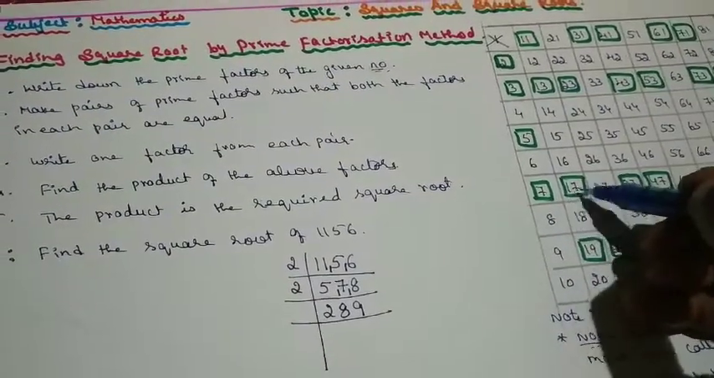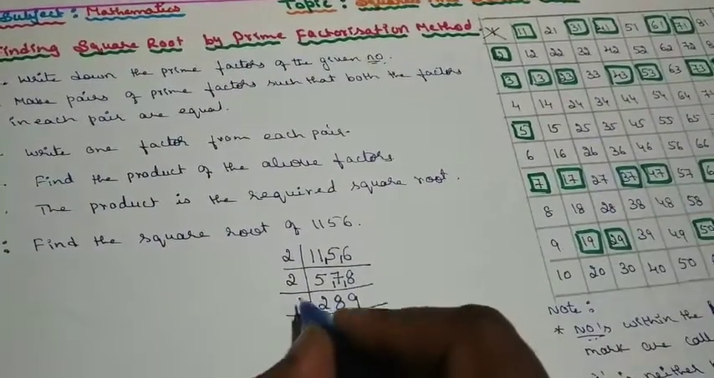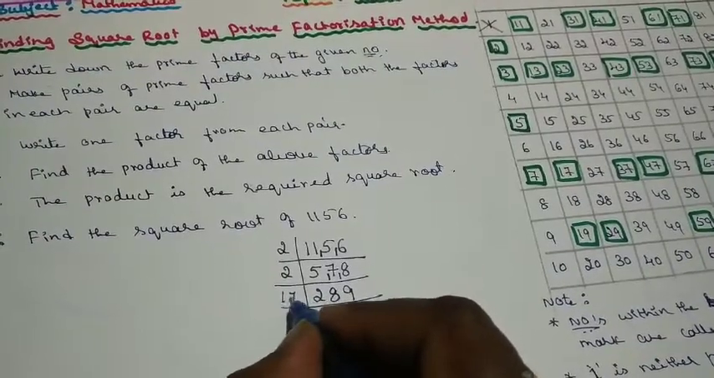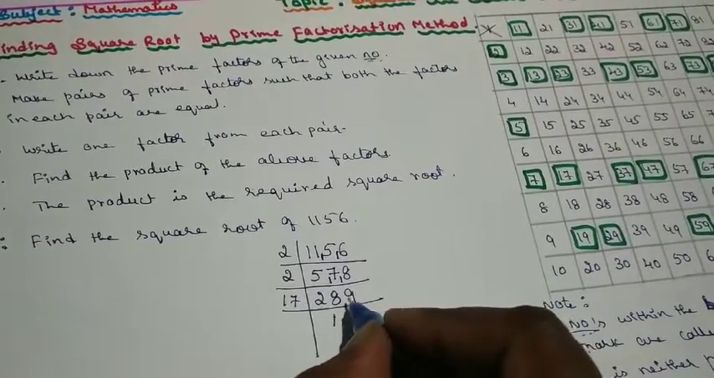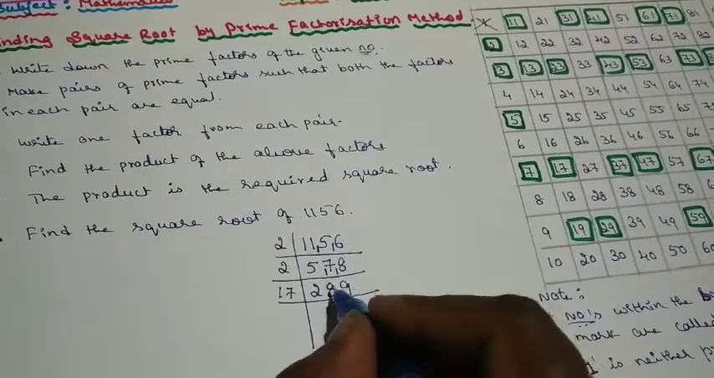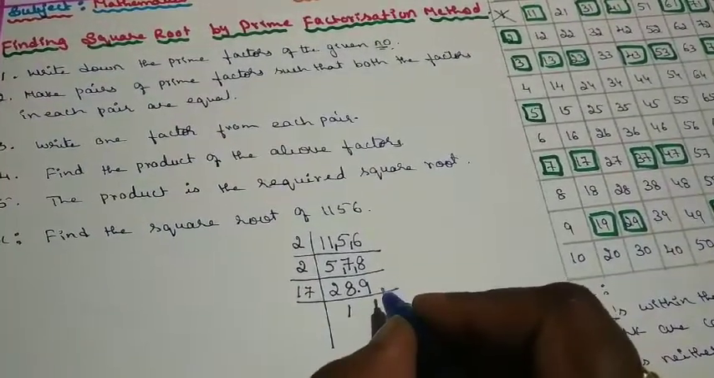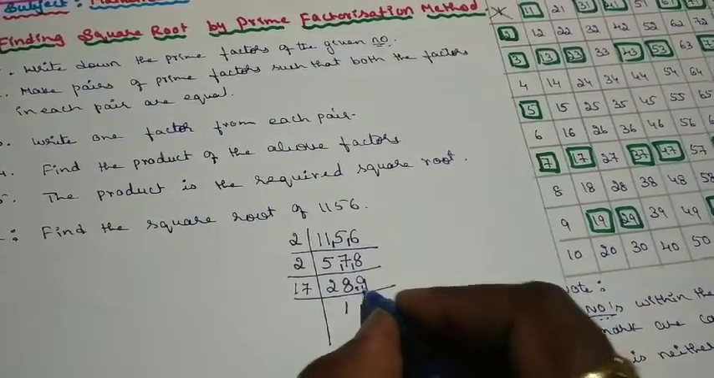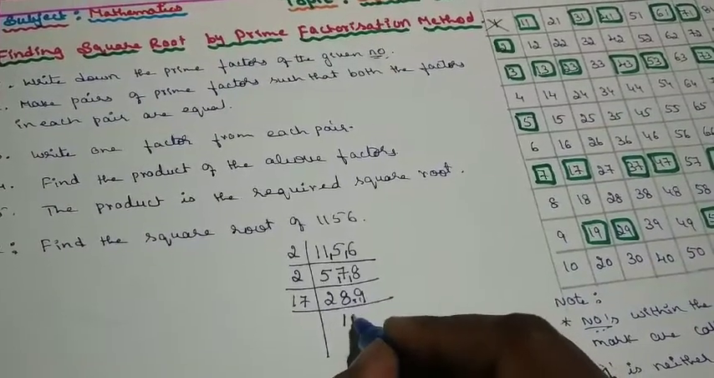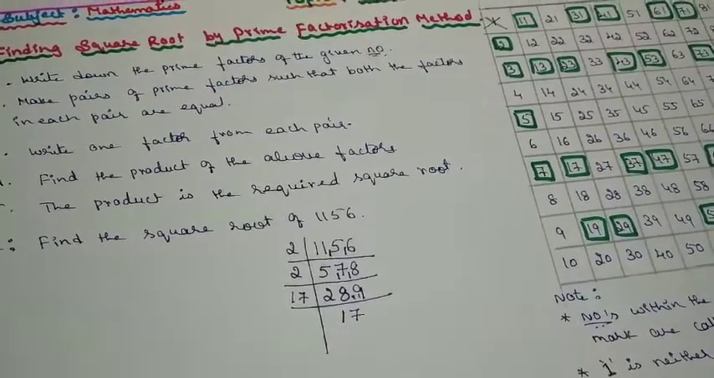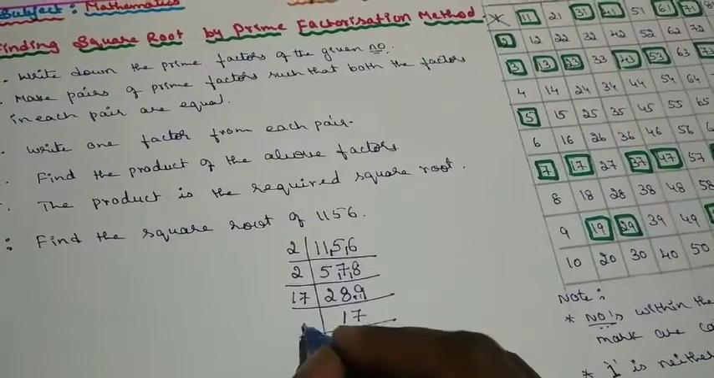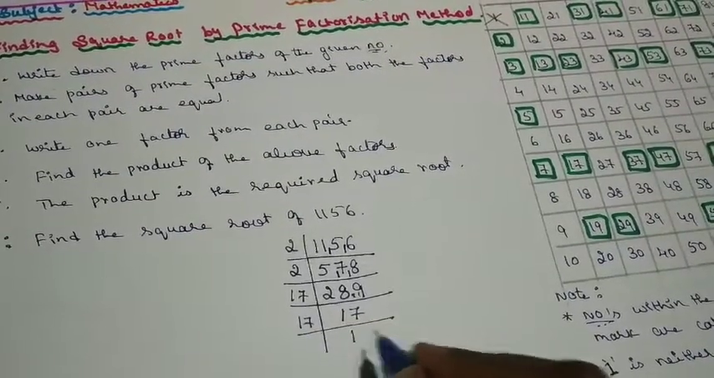So next prime number is 17. So we know that 17 ones are 17, and the remaining is 11, and 17 sevens is 119.